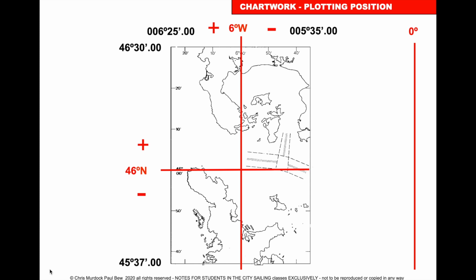If we look at RYA chart 3, if you get it out and lay it out in full on the table, you'll see in the middle here it says 46 degrees north. That's 46 degrees north of the equator. And at the top here it says 6 degrees west. That's 6 degrees west from the prime meridian or Greenwich meridian.